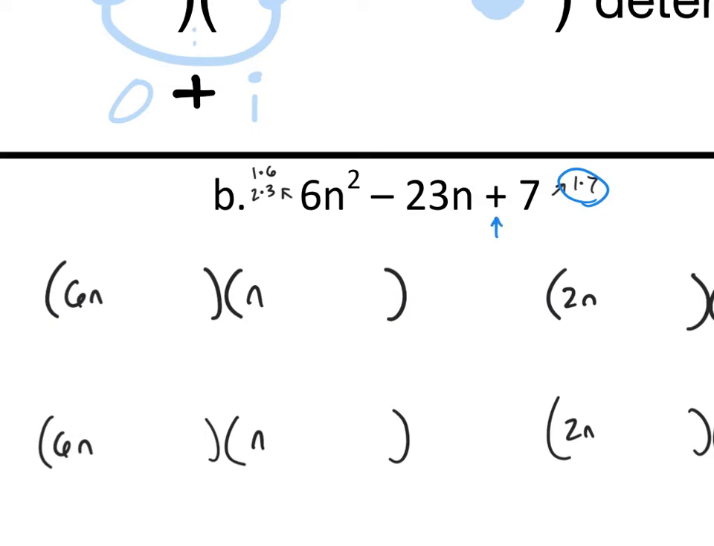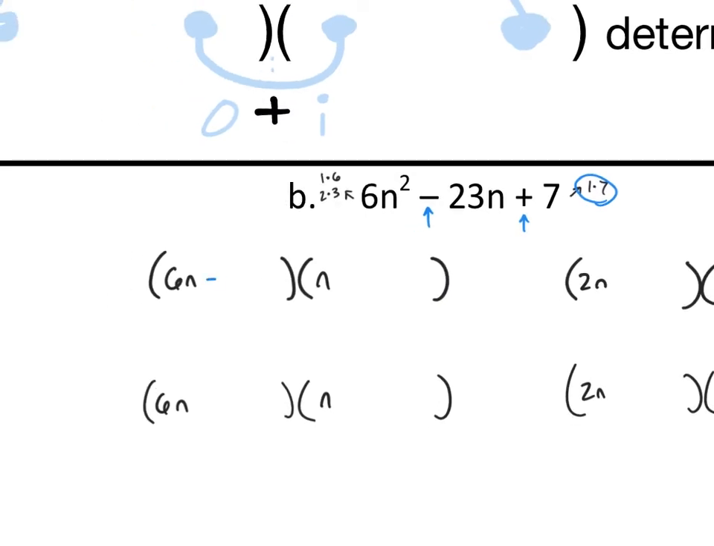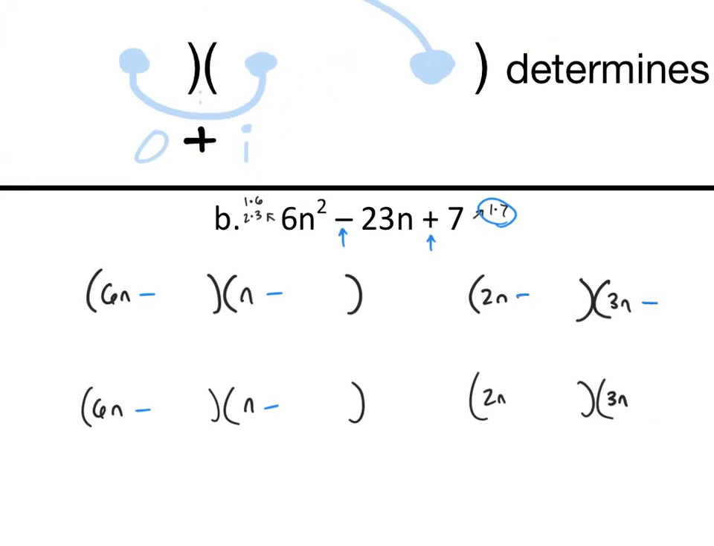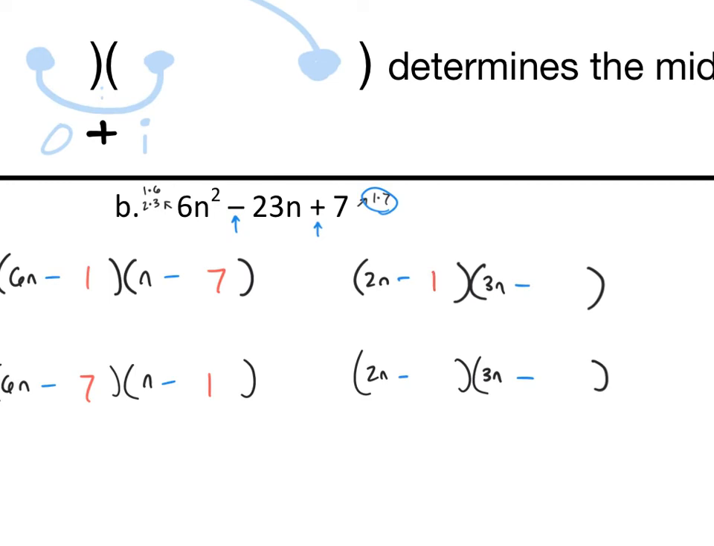The next part's going to involve us thinking about signs. I know I need a positive 7, which means I either need double positive or double negative through multiplication. But when I notice I need them to add to a negative sign, that should inform us that our signs are going to be double negative. And now, here's all the different options. Could be 1 and 7, 7 and 1. 1 and 7, 7 and 1.